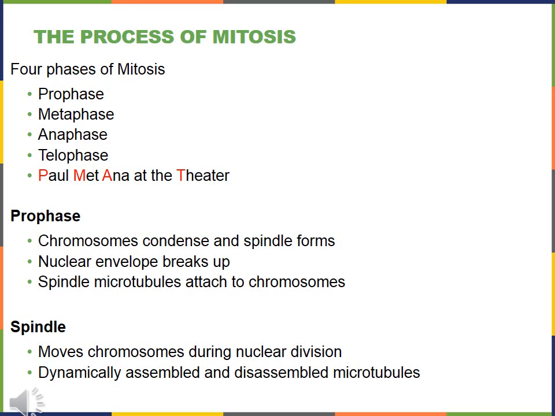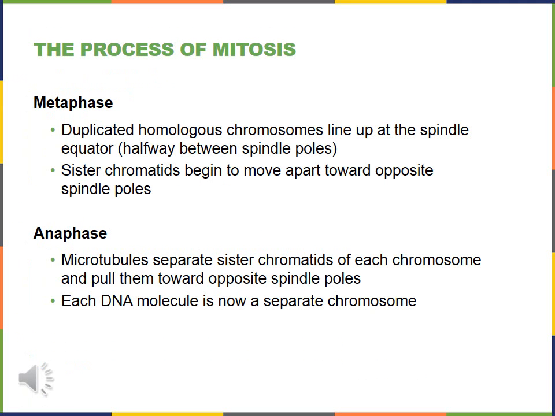So in prophase, the chromosomes condense and spindles form. Again, you can see chromosomes for the very first time here. The nuclear envelope breaks up, and those spindle microtubules attach to the chromosomes. And then the spindles will move during nuclear division. So mitosis is the process of nuclear division, and cytokinesis is the process of cytoplasmic division. Metaphase is where you can see all of the chromosomes lined up in the center of the cell. So all of those spindles have pushed the chromosomes to the middle there, and they're getting ready to be yanked apart, actually.